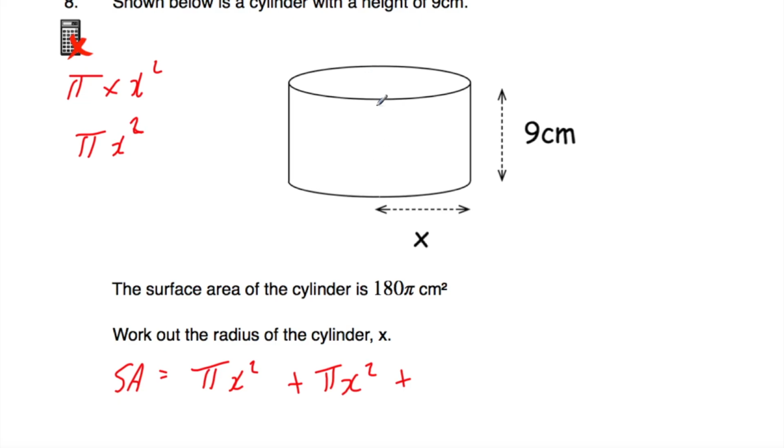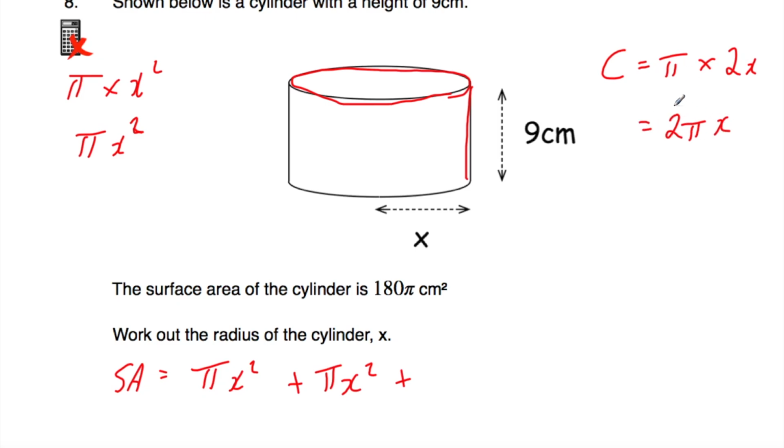Okay, so we found the area of the circle on the top and the area of the circle beneath in terms of x, and then we want to find the area of that curved face. The area of the curved face will be the circumference of the circle times the height of the cylinder. The circumference is pi times diameter. The radius of the circle is x, so the diameter will be 2x, because it's x and another x. So we're going to do pi times 2x, which is equal to 2 pi x.